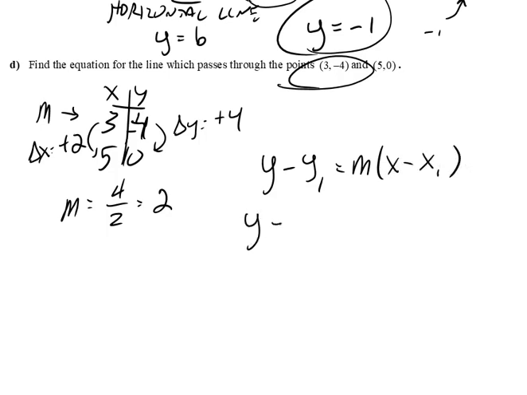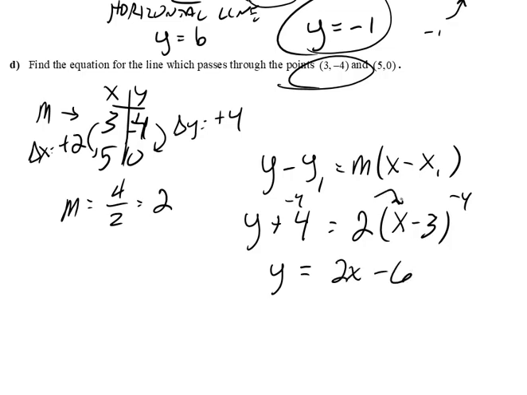So we're going to have y minus the y coordinate, which is negative 4. So we'll subtract a negative 4, or add 4, equals the slope, which is 2, times x minus x sub 1, which is 3. So we'll just simplify this and put it in slope-intercept form. We're distributing the 2 onto x and negative 3, giving 2x minus 6, and then I need to subtract 4 to get y by itself. y equals then 2x minus 10.